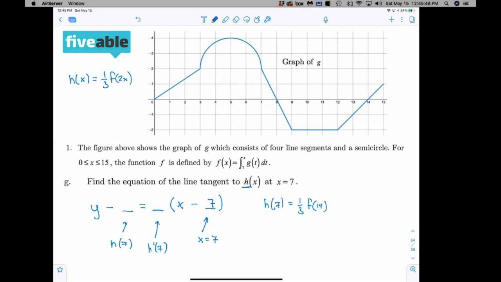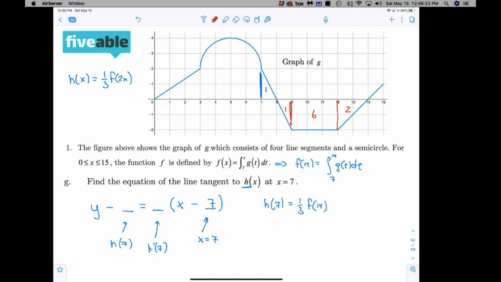Okay, that's going to be h of 7, 1/3 f of 14. Well, to find f of 14, that would mean going back to this guy and saying f of 14 is equal to the integral from 7 to 14 of g of t dt. Well, if we're doing the integral from 7 to 14, we have kind of already done this a couple of times. We know that this value here was 1, and this value here was 1. We know that going to 12 gave us 6 more, and we know that going to 14 was half base times height, half of 2 times 2, which is 2.